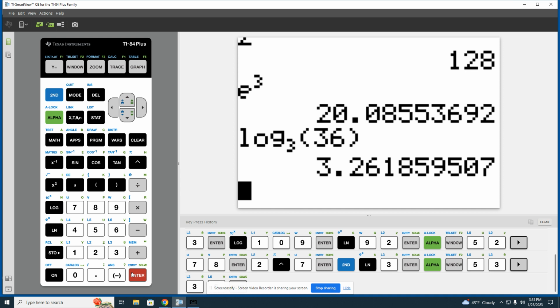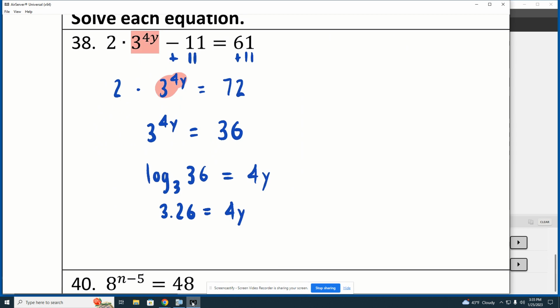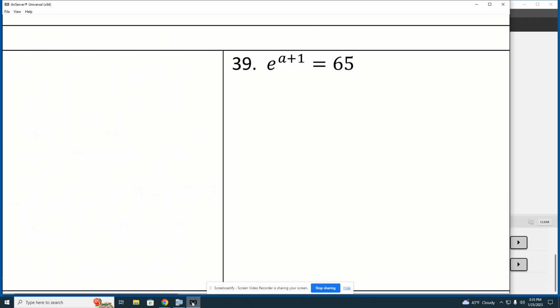So 3.26 equals 4y. Now all you've got to do is divide 3.26 by 4. If you type that in, and I don't need to go back and type it because all y'all know how to do that, you divide by 4, you get 0.82. So there it is, solving an exponential equation.